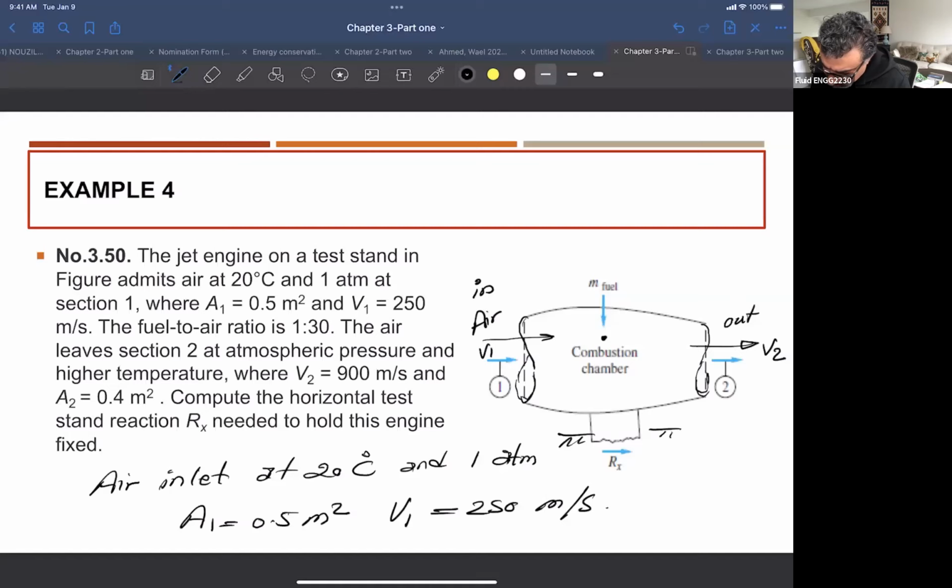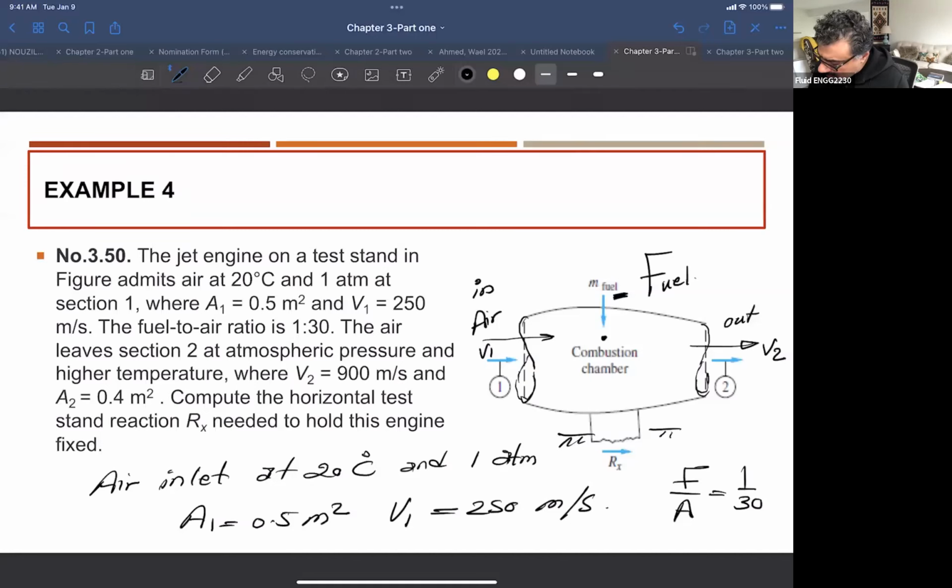The fuel to air ratio is 1/30. So this is a fuel, F, and this is air, right? The fuel to air ratio is 1/30, so the amount of fuel that you are adding is 1 over 30 of the amount of air. If you have 30 kilograms of air coming in, you will only have 1 kilogram of fuel added. As simple as that.